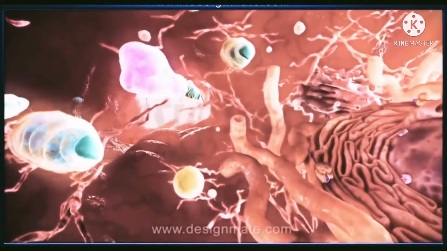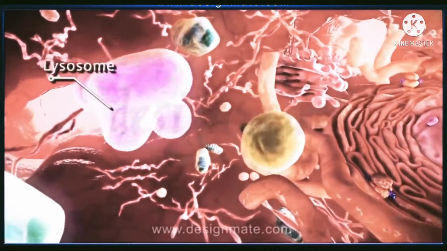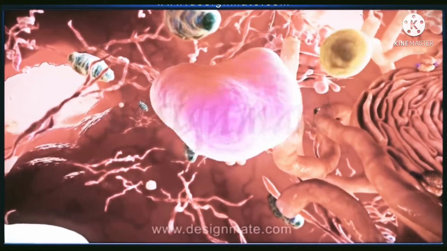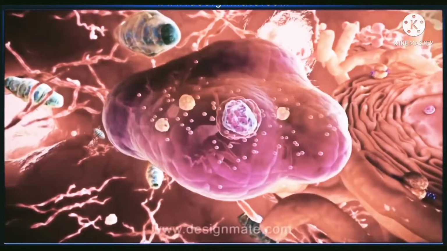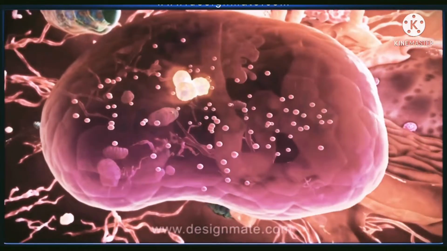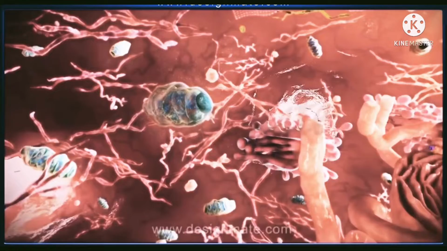These nutrient molecules are absorbed by small organelles called lysosomes present in the cytoplasm. These lysosomes contain enzymes that digest these nutrient molecules. But where does the cell get the energy to do all this work?